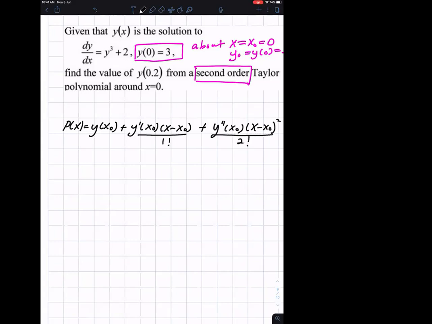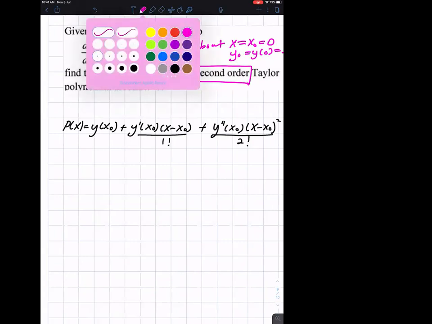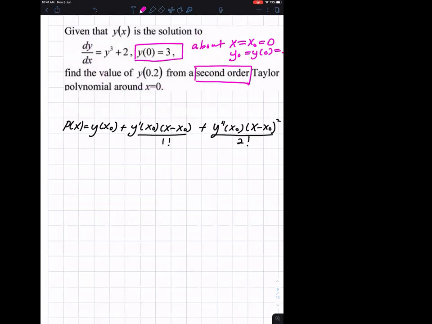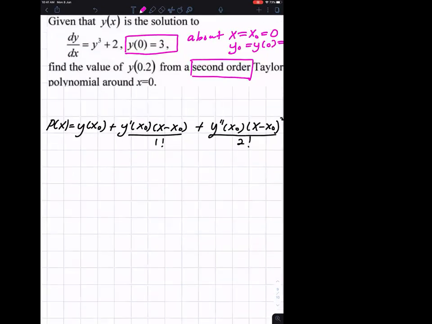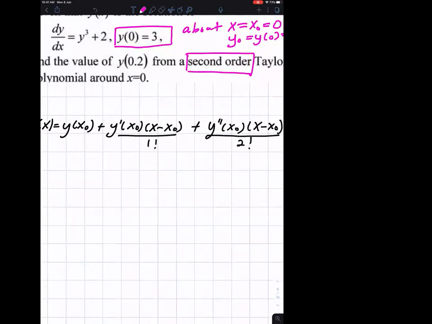So I'm going to go only up to the second derivative, because here we are already told to find the polynomial only using the second order Taylor polynomial. So we only have to go up to second order. This is second order, y double prime. Second order is referring to the order of the derivative.